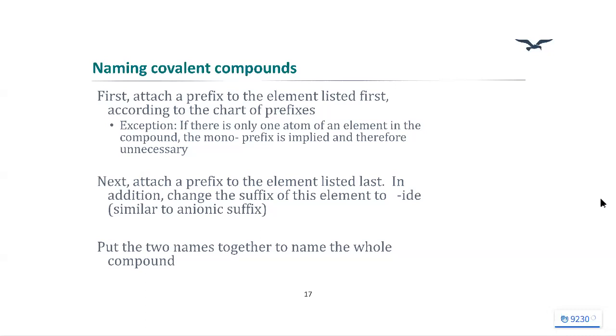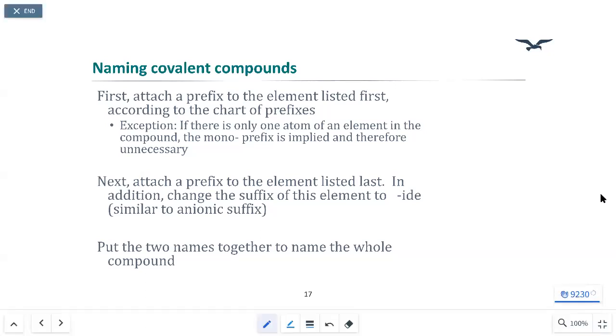So again, very similar to what we saw for the ionic compounds for the anions. IDE ending, but we're also adding a prefix on it as well. And then we just put the two names together. So it's prefix, element, IDE. That's how we name a covalent compound. And these are all going to be non-metals, because again, that's the only thing that does covalent bonding, is non-metals.